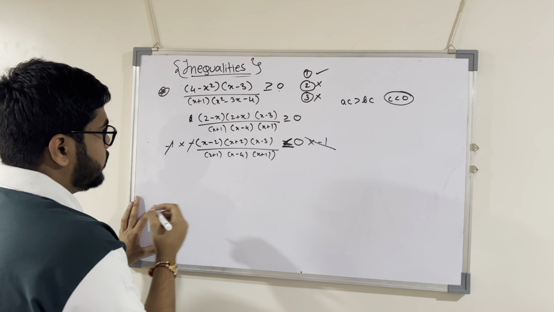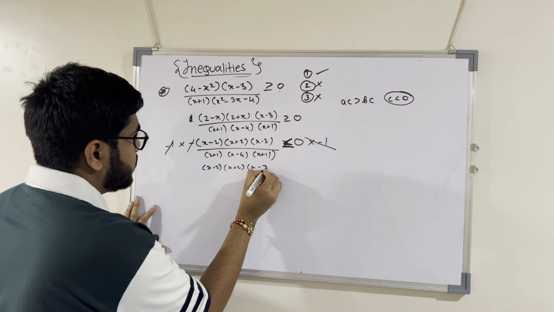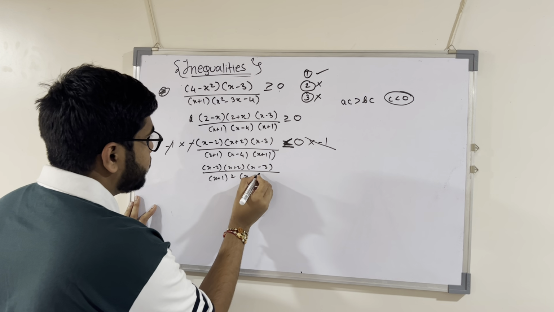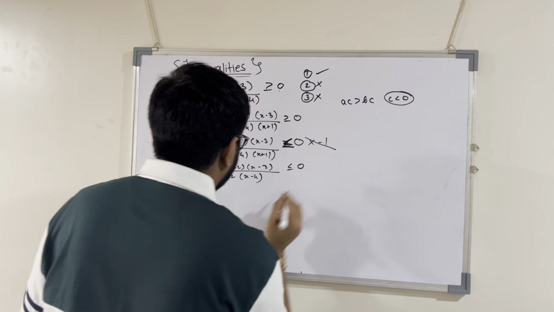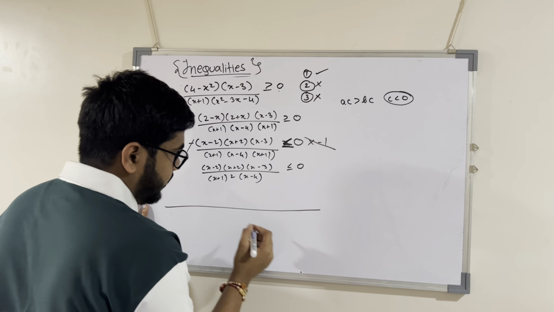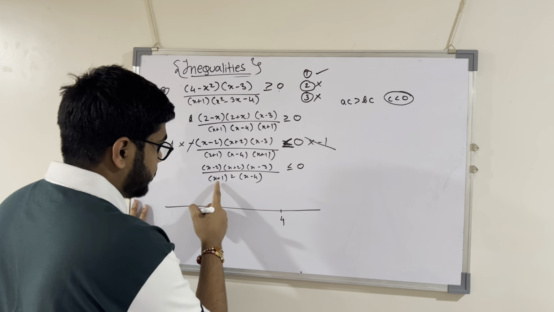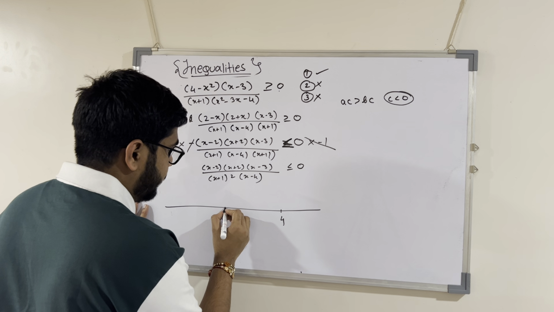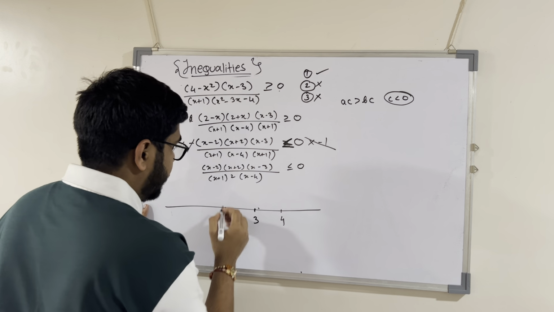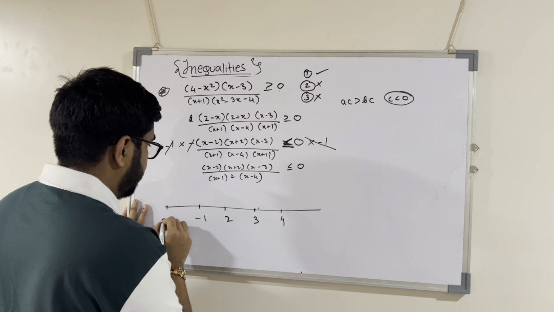Now I have to solve this. How will I solve this? I do x minus 2, x plus 2, x minus 3, and x plus 1 the whole square, x minus 4, and this is less than or equal to 0. Now again I have to plot everything. What do I plot? I say x is equal to 4, x is equal to 3, x is equal to 2, x is equal to minus 1, x is equal to minus 2, okay?